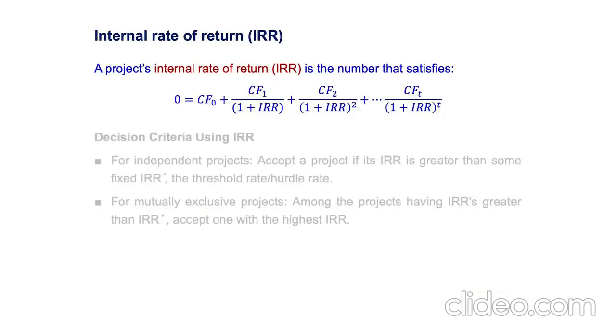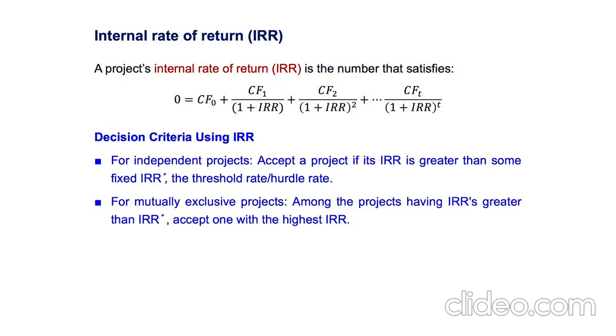The next rule we consider is based on the internal rate of return, or IRR. A project's IRR is defined as the number that gives a zero if used to discount all the project's cash flows. Mathematically, it is defined by the equation on the slide. Clearly, IRR, if it exists, is solely determined by a project's cash flow. We don't need any other information.